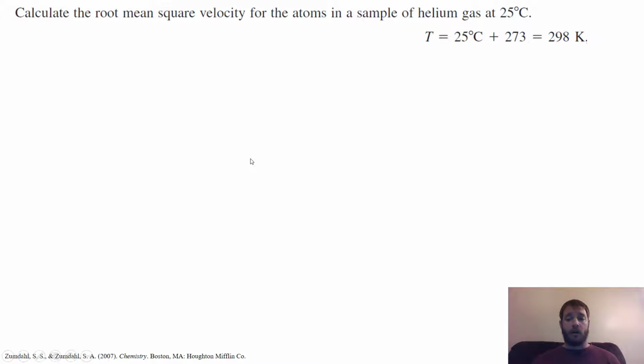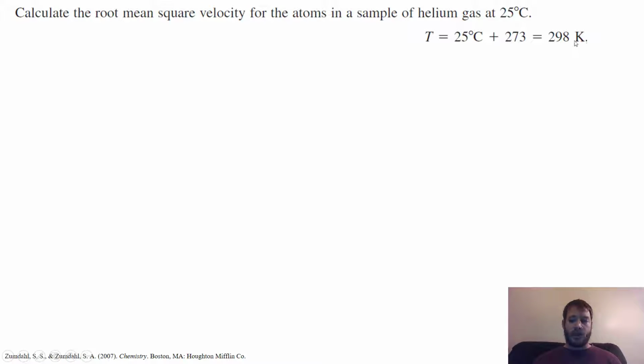So here's an example problem where we'd be calculating the root mean squared velocity of atoms in a sample of helium gas. And so it gives me the value as 25 degrees Celsius. Relative temperatures like Celsius and Fahrenheit are never good for gas calculations because they're relative temperatures and they can have negative values. So I want to immediately convert that to Kelvin. So 25 plus 273 is going to be equal to 298 Kelvin. If you want to be more precise, you would add 273.15 and you'd have 298.15 Kelvin.